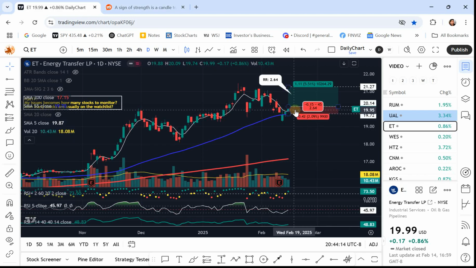And again, if it closes below the stop loss, even if I'm not in the trade, it automatically gets taken out of my watch list. And each night I go through a new scan and I add it to my watch list.